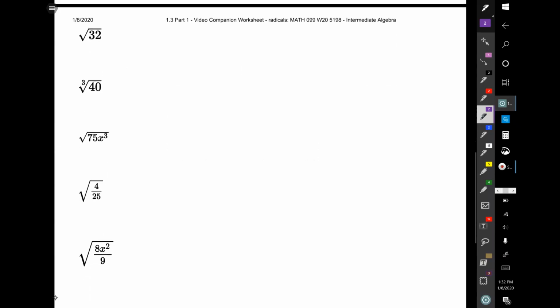So here we have the square root of 32. So my index is 2. I want to be thinking about what times what is going to give me some perfect squares to work with. You could do that pretty quickly on this one. You could write that as 16 times 2. And you might recognize right off the bat that the square root of 16 can be written as 4.